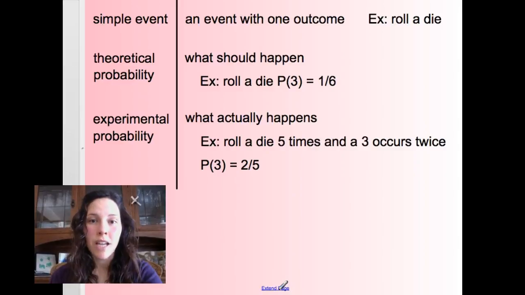Experimental is what actually happens, and this you are familiar with as well. It's what actually happens, and you know when you roll a die 6 times, each number doesn't show up once. You might get a 3 times in a row. So that's the experimental probability.